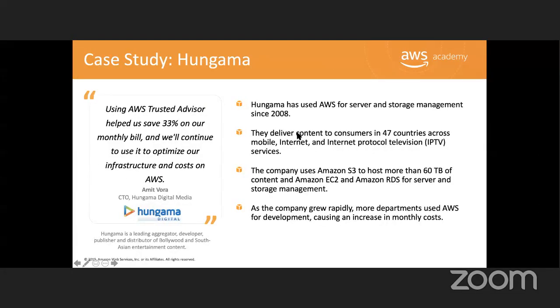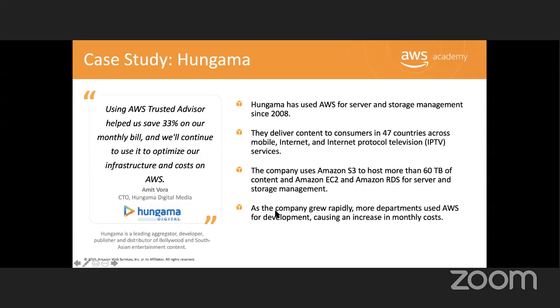All right, so they deliver content to customers in 47 countries across mobile, internet, and internet protocol television, IPTV services. The company uses Amazon S3 to host more than 60 terabytes of content, and Amazon EC2. You see, these guys are not using Lambda, because not everybody wants to go serverless. Or probably they don't know the benefits of serverless applications. And RDS for server and storage management.